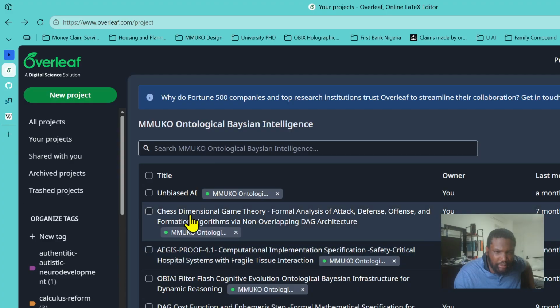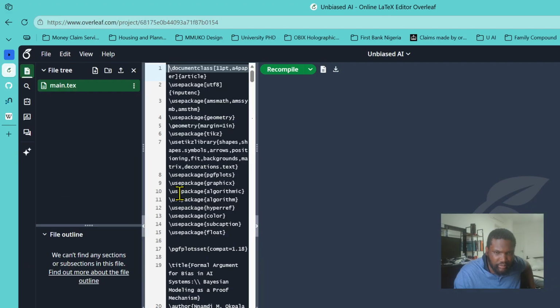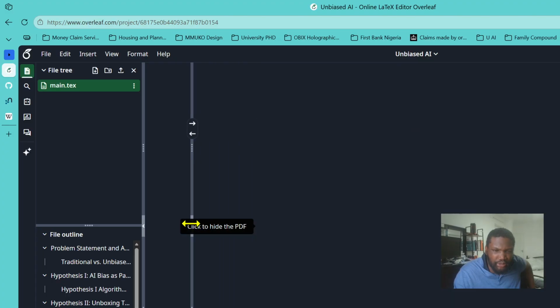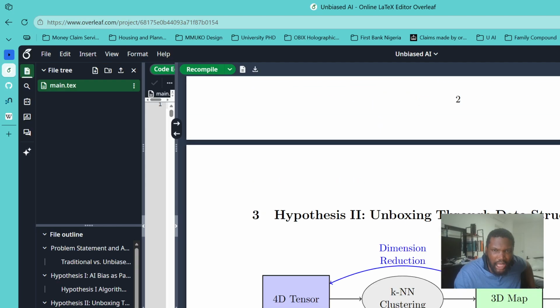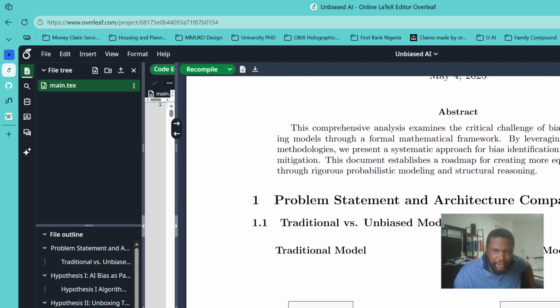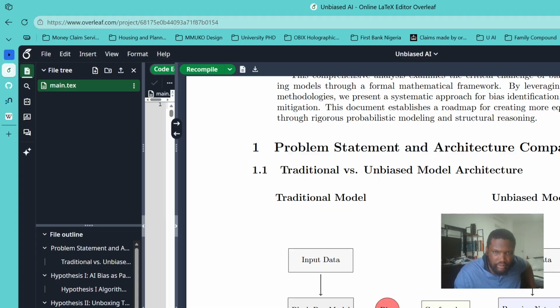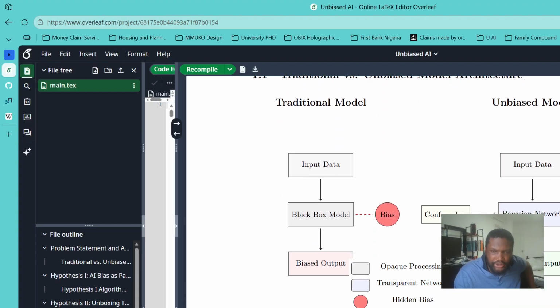We're going to start with unbiased AI. These are the principles of the system here. We have hypothesis 1.1, confounders to Bayesian networks and bias parameters.